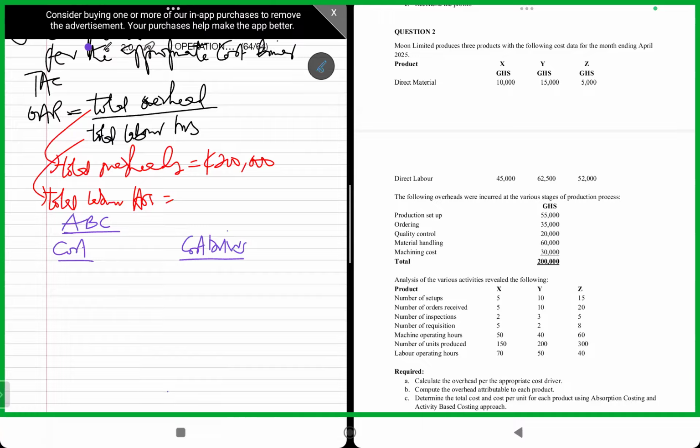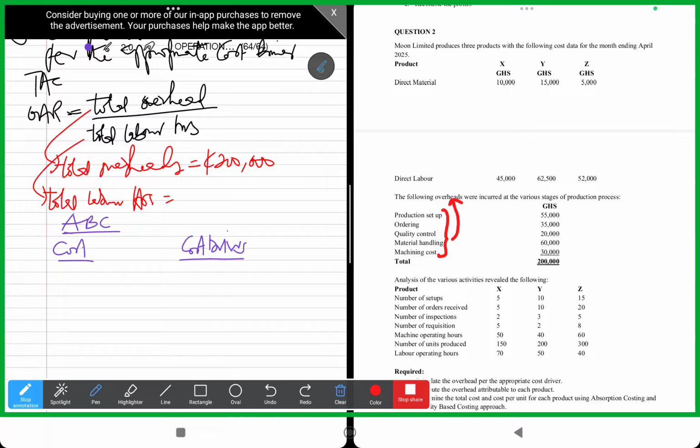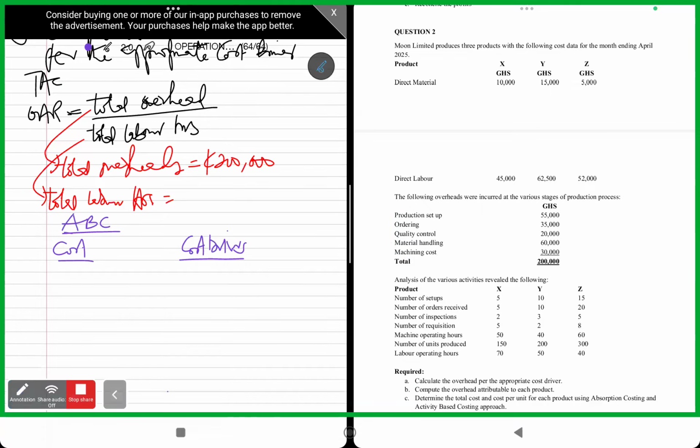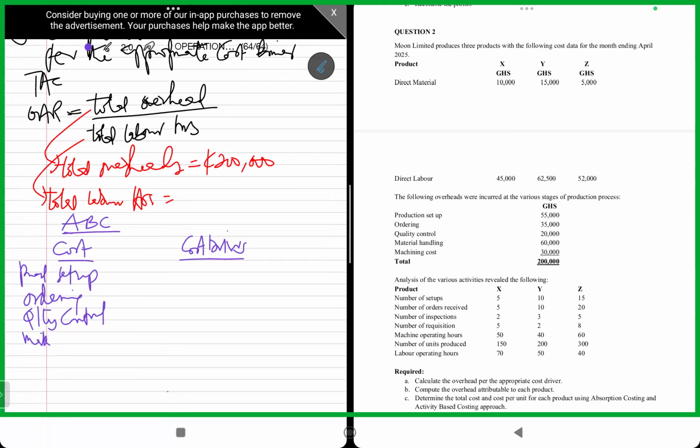So what are the costs? You repeat what you see there. Just repeat the names, not the amounts. So we have what? Production setup costs is an overhead. We have ordering costs. Overhead means indirect costs. We have quality control. We have material handling. We have what? Machine costs.